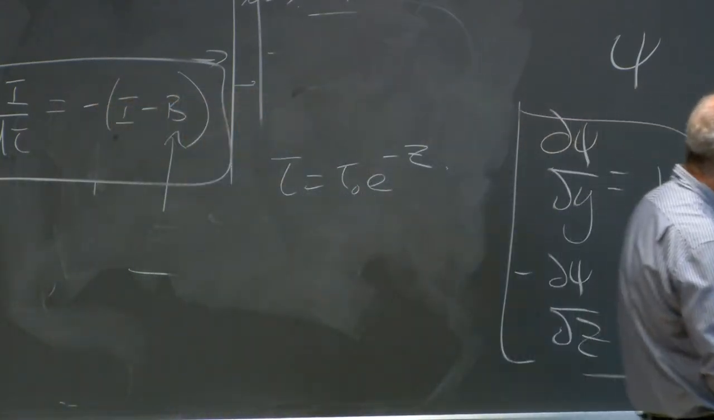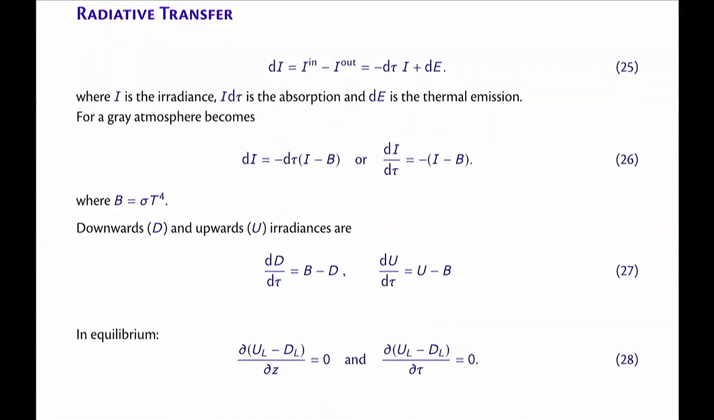So in equilibrium, d by dz of U minus D, which is the convergence of radiation, again a sign because one is going up and one is going down, is zero. So therefore, d by d tau of U minus D must be equal to zero. So that's a condition for radiative equilibrium of a column. And I'm assuming no solar radiation is absorbed, which would be a kind of a detail at the level of this argument.